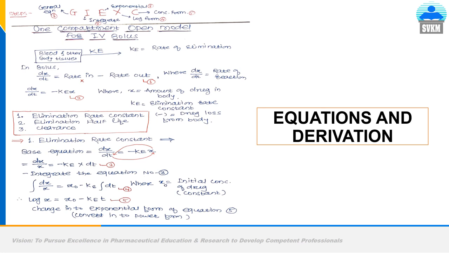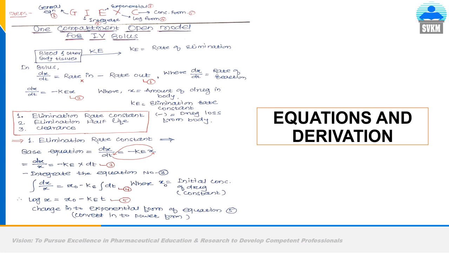In IV bolus, there is one basic equation: dX/dt is equal to rate in minus rate out. Rate in indicates the rate of absorption, and rate out means the rate of elimination, where dX/dt is the rate of change. In IV bolus, there is no absorption because the drug directly enters the systemic circulation. So there is no rate in. That's why the equation is dX/dt = -KeX, equation number 2. Where X indicates the amount of drug present in the body, Ke indicates the elimination rate constant, and the minus sign indicates the drug is lost from the body.